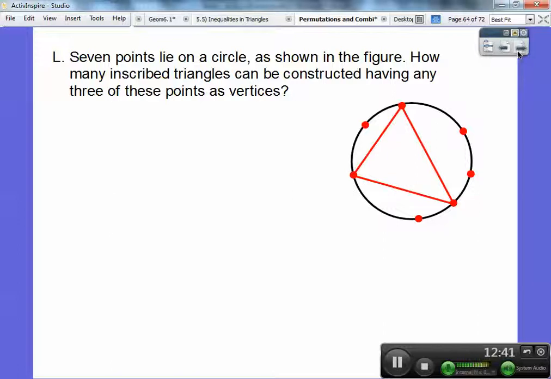All right, 7 points lie on a circle as shown in the figure. How many inscribed triangles can be constructed having 3 of these points as vertices? This is another combination formula, so I end up getting 35 triangles.